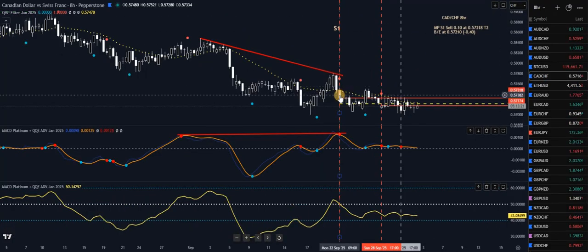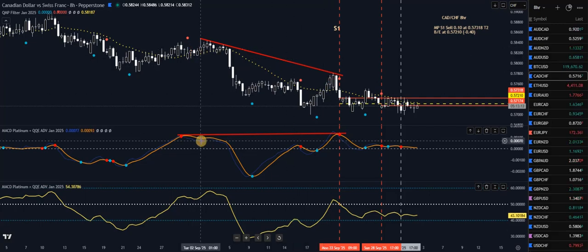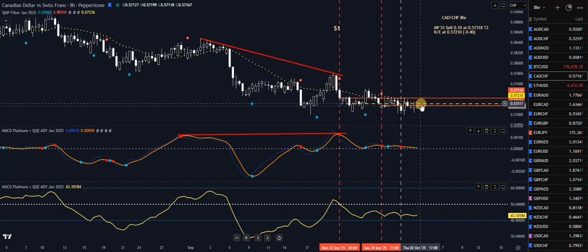CAD Swiss, this has just been going sideways. There's a sell MP based on the hidden bearish divergence. Really hasn't, and that's trying to get to the 0 level. The MACD platinum hasn't done it. Got another sell signal here. So we're just below that break-even level, but it's basically gone sideways.